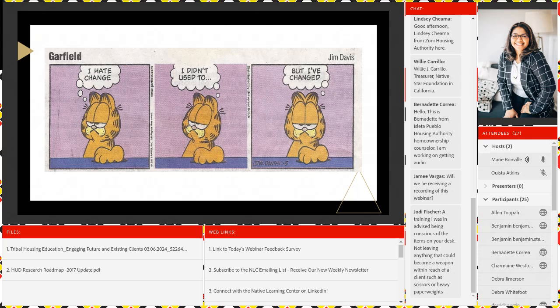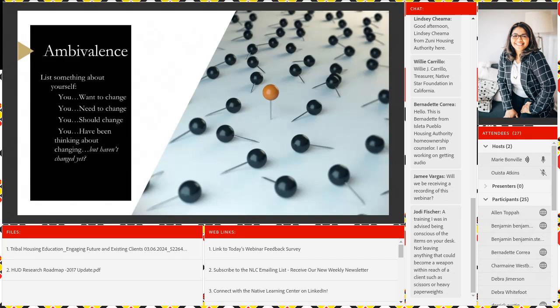Let's see. Garfield says, I hate change. I didn't used to, but I've changed. So I like this little cartoon because it's true. I mean, there's so much about the things we want to do, but there's so many that we want to do, right?